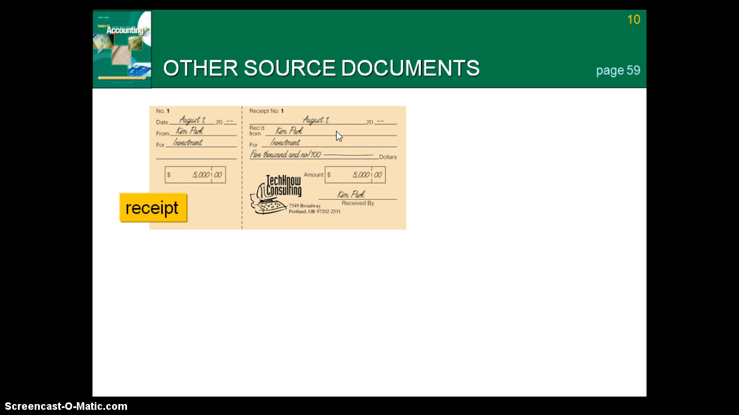So with the sample you see here, this was an investment from the owner. It might be a payment on account. Once again, just like everything else, these are pre-numbered. You have your number on the stub, you have the number on the receipt itself. R is what you use for the abbreviation.